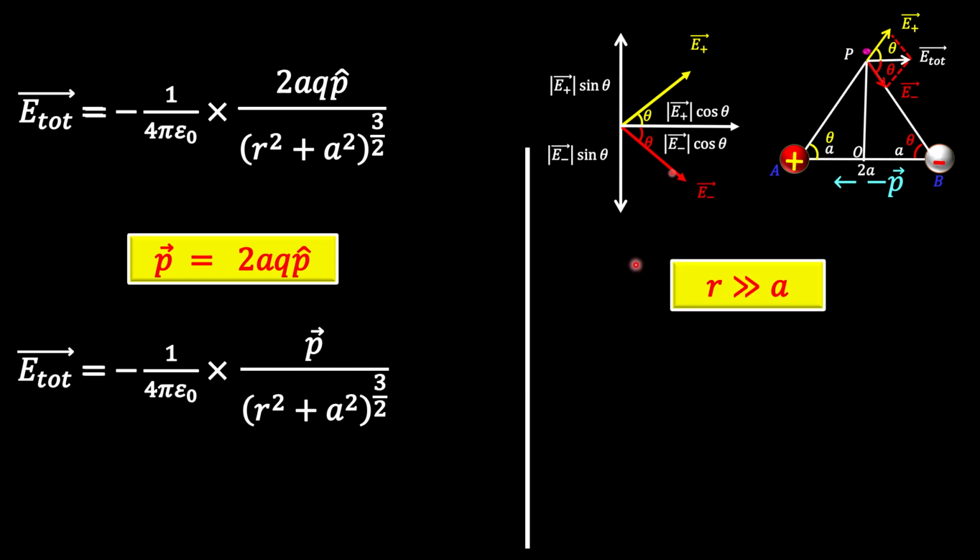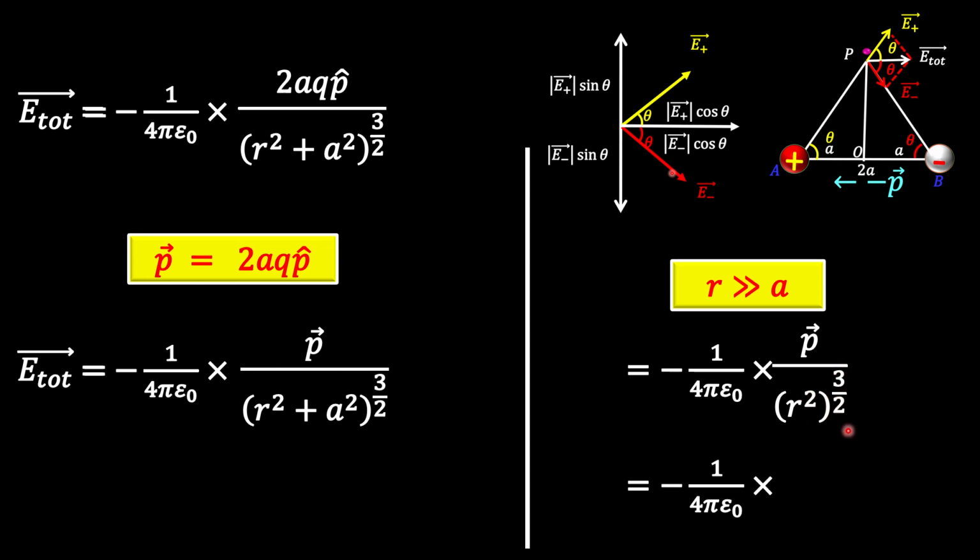If r value is greater than a, the a value becomes negligible. So the equation becomes minus 1 by 4 pi epsilon naught into p vector divided by r square whole to the power 3 by 2. We can cancel this 2. We get minus 1 by 4 pi epsilon naught into p vector divided by r cube. So we can use this formula to find the electric field due to an electric dipole at points on the equatorial plane.